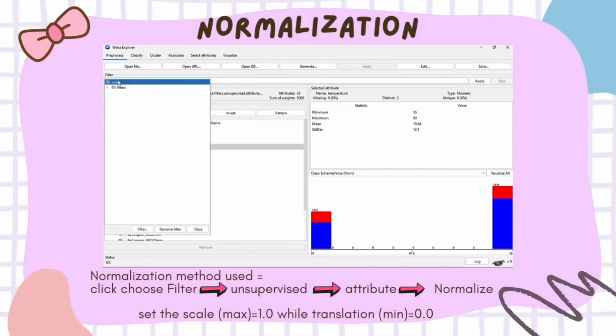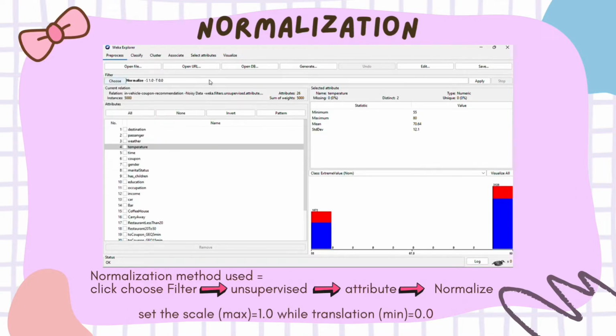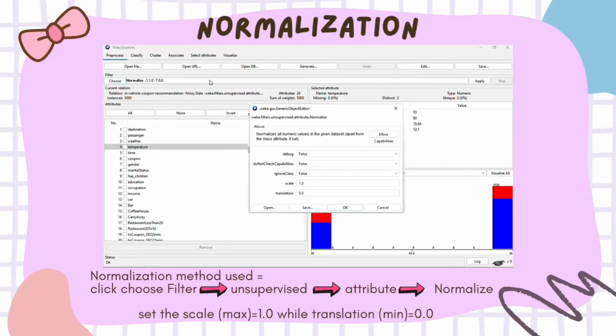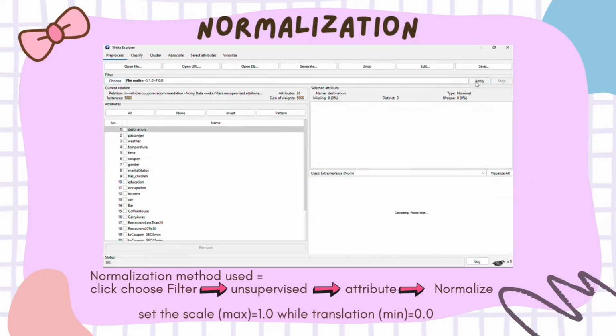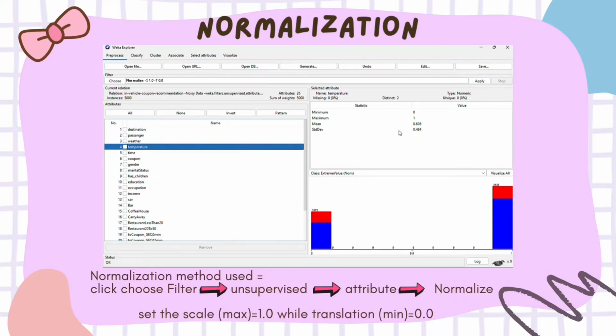First, we go to filter, then go to unsupervised. Click attribute and then choose normalize. Set the translation, which is the min value, to 0 and scale the max value to 1. Then click OK and apply. As we can see, after applying the normalization filter, our data has transformed to a decimal value between 0, which is the minimum value, and 1, the maximum value.